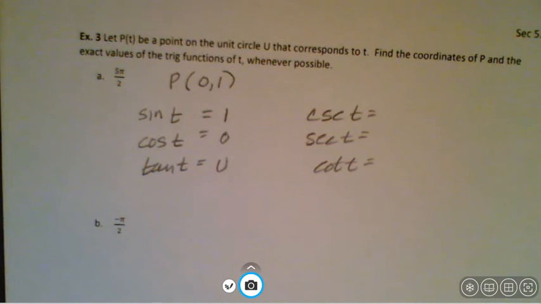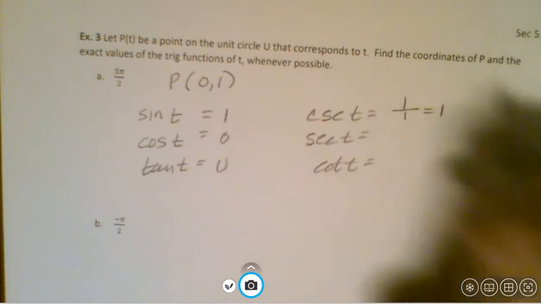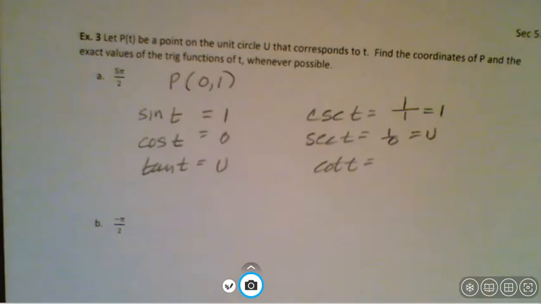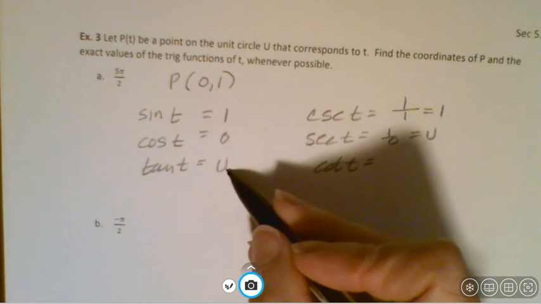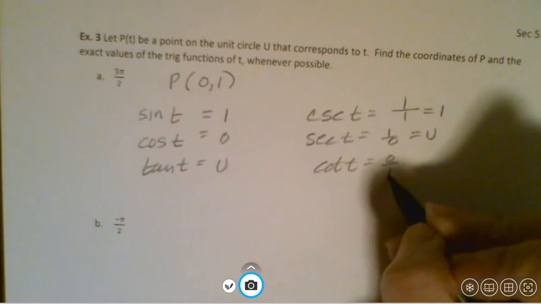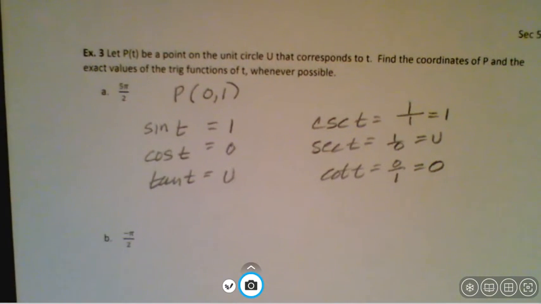The cosecant of t is the inverse of the sine of t. 1 over 1 is 1. Secant of t is 1 over 0, which is undefined. And the cotan, this would have been 1 over 0, so this would be 0 over 1, and that's 0. Okay, that's all we're trying to do here.